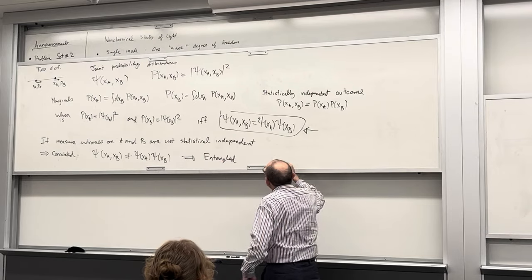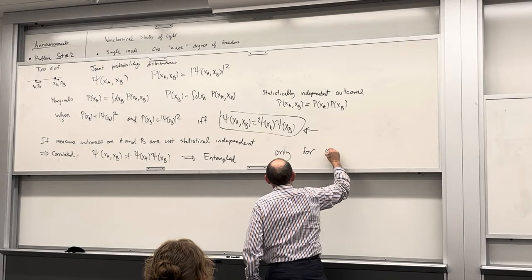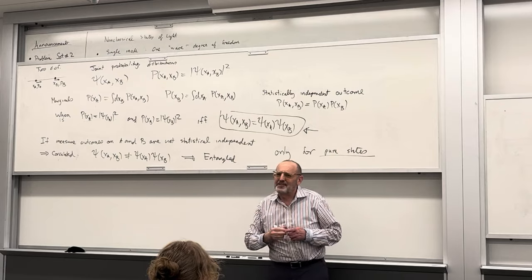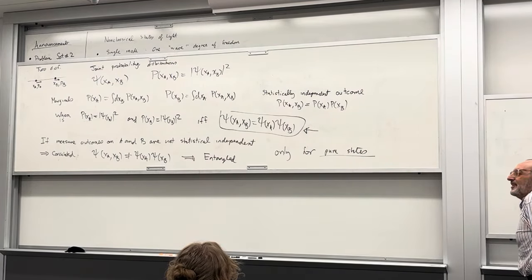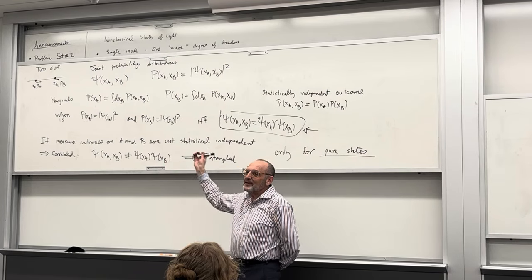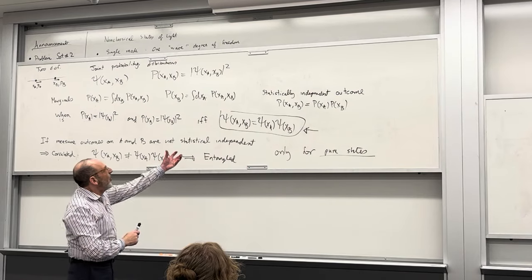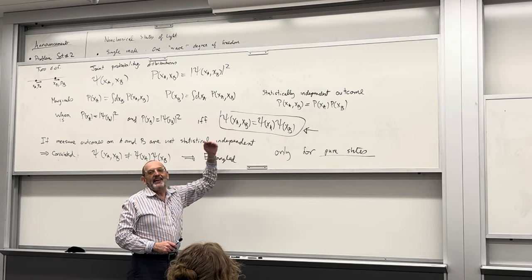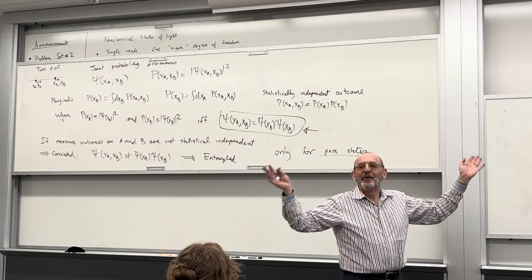Now, this is true only for pure states. It's a much more complicated and subtle point to distinguish correlation from entanglement. But if we say that the overall state of the system is a pure state, then there's one or the other. Either it's completely uncorrelated or it's entangled.